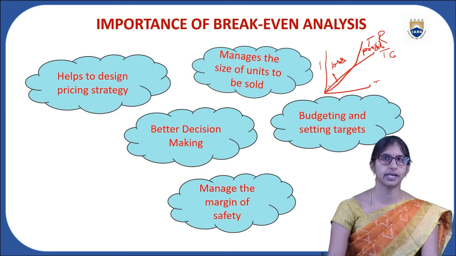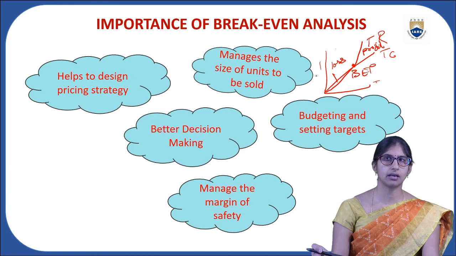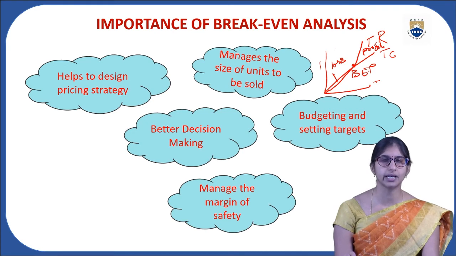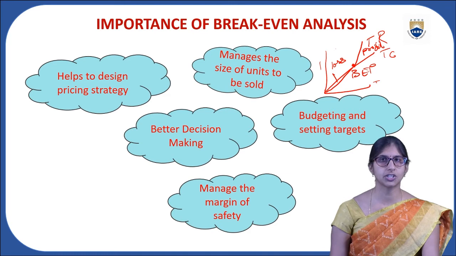This is profit, right? So this is the BEP point. After the break-even point, that is, after no profit, no loss, whatever this part is, we call it the margin of safety. We can also say that margin of safety means actual sales which are incurred minus BEP sales, that is, break-even sales.